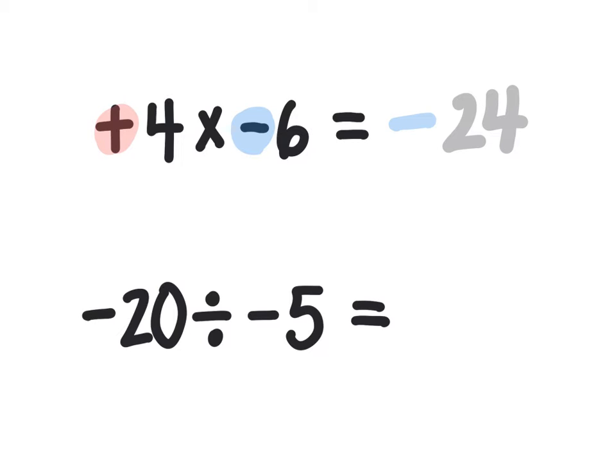In this case, you have a negative divided by a negative. That's going to result in you having a positive answer. So you will divide 20 by 5 and you will get 4. So negative 20 divided by negative 5 will give you positive 4.